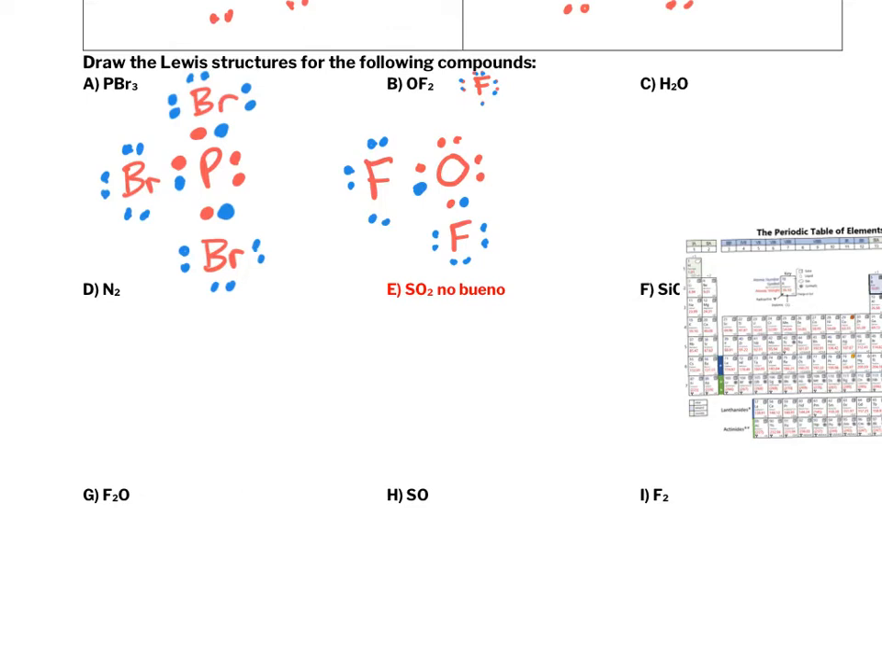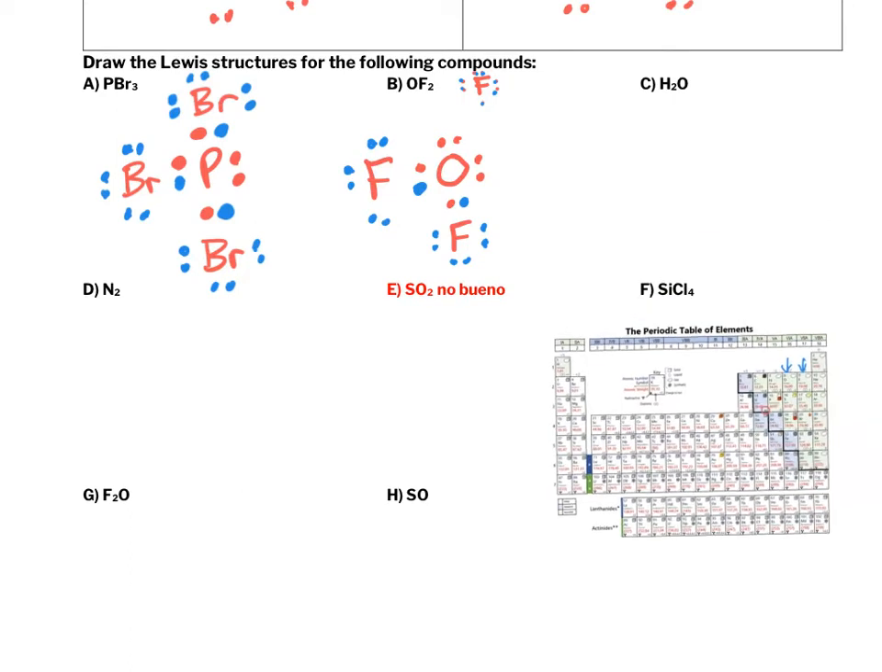H2O, we did that one already. We have H's with 1 dot, O's with 6 dots. Let's start by putting the O in the middle with its dots. We'll make those red. And the hydrogen is going to hook on the outside with its 1 dot to share, and another hydrogen with its 1 dot to share. Water, H2O.